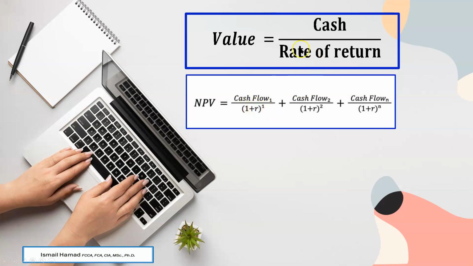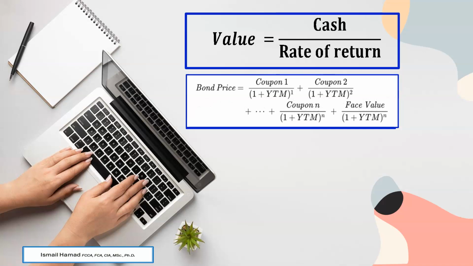So R is the rate of return, and cash flow 1, cash flow 2 is also cash. But why the 1, and why the 1, 2, 3, up to N? We'll discuss this when we come to the topic of net present value. My point here is that it is the cash flow divided by R in the net present value calculation. Let us see another example, bond pricing.